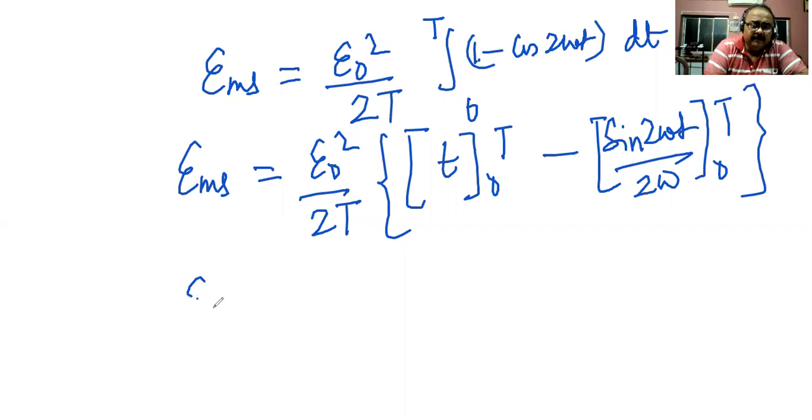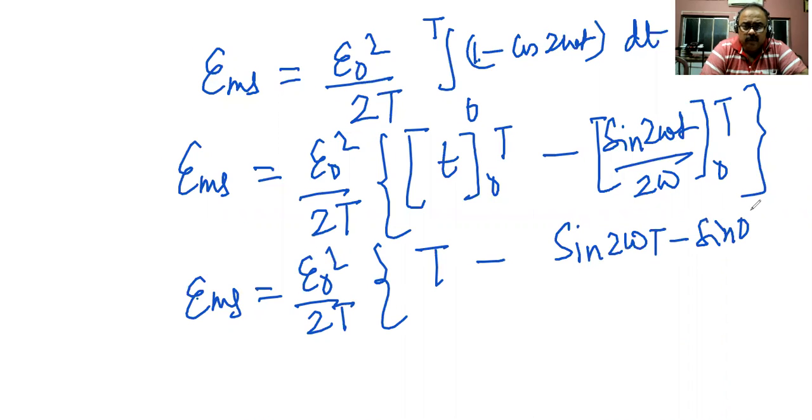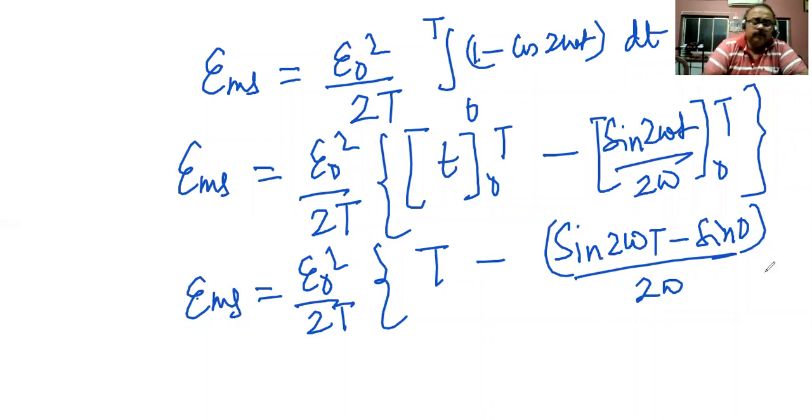So E mean square therefore will be equal to E naught square by 2t. This is t minus 0, that means t minus sine of 2 omega t minus sine of 0 within limit divided by 2 omega. I have already told you that omega t is equal to 2 pi. So we know that omega t equals 2 pi.